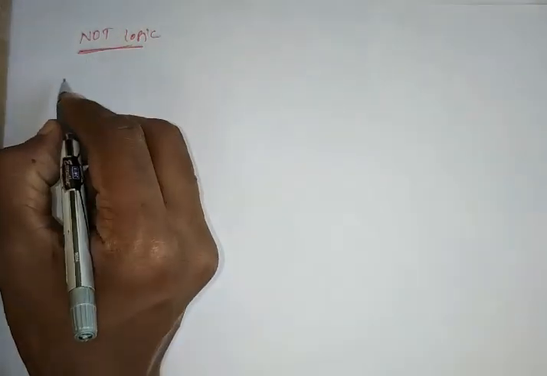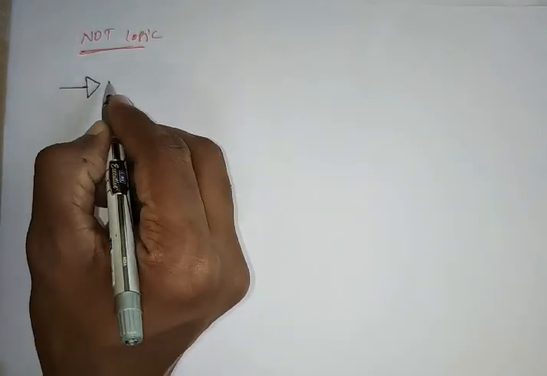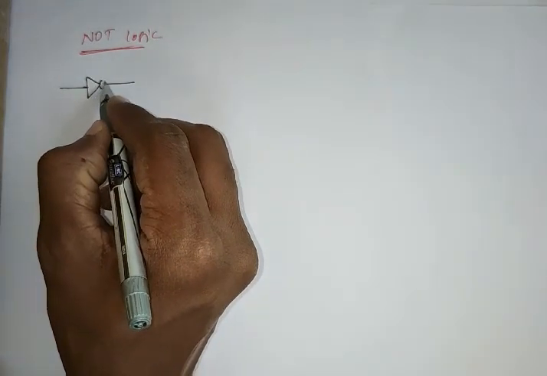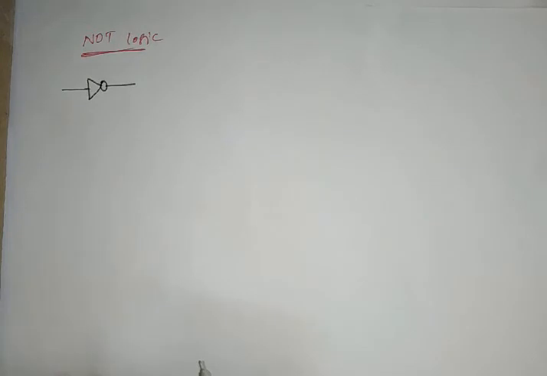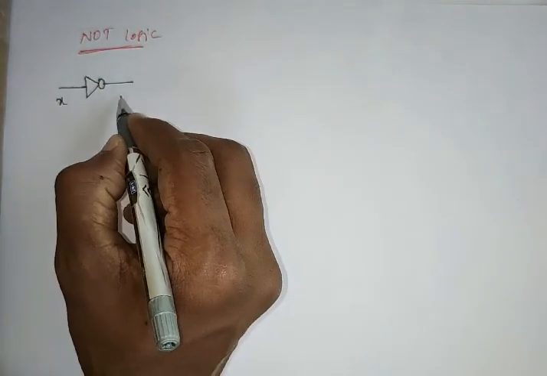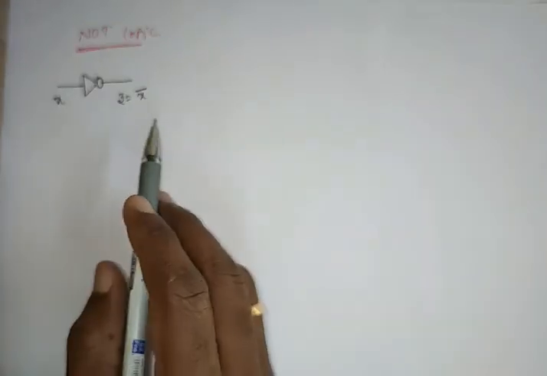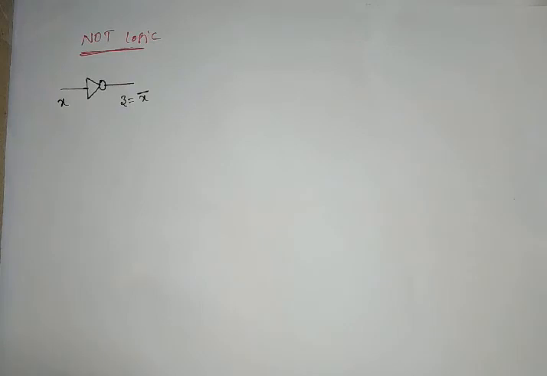So here it is a single input level. The same here it is single input level without this bubble that is considered as the buffer. Here the symbol is a NOT gate symbol. Here we have only one input, that is X is the input, Z is the output. That Z is equal to X complement. That's why it's called the NOT logic or complementary logic.